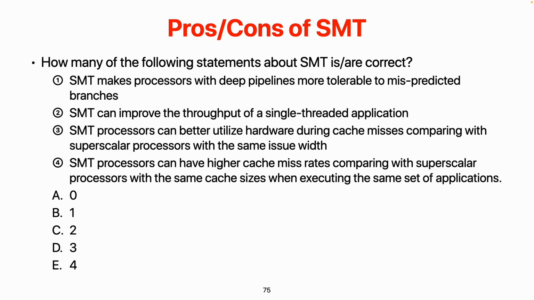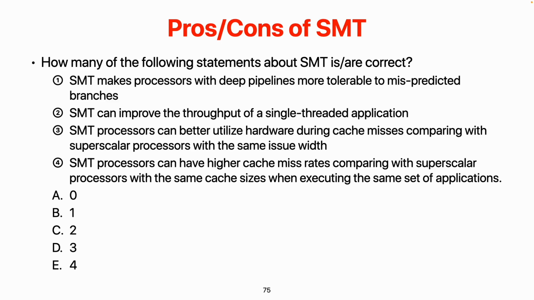You're not sure. What does deep pipeline mean? Like many pipeline stages, like a very long pipeline, like the processor we have right now has like 30-ish stages. So when you have a mispredicted branch, you have to wait for 30 cycles, right? So would SMT make it better?